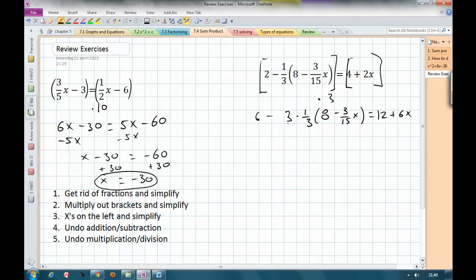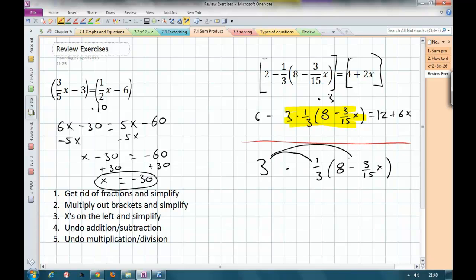I'm just going to do a little aside on one of those mistakes that's made in this step, just to make sure that everyone gets it, because this is where a lot of kids make mistakes. When we're multiplying 3 times this thing, 3 times 1/3 8 minus 3/15 x, what I see a lot of kids do is the following. They do this thing where, oh, I have to multiply the 3 times 1/3 and also the 3 times this bracket.